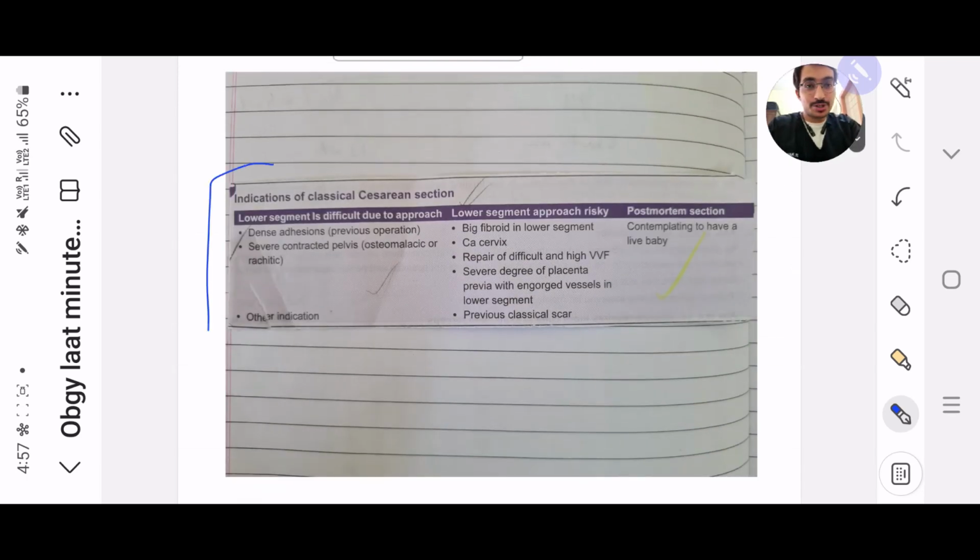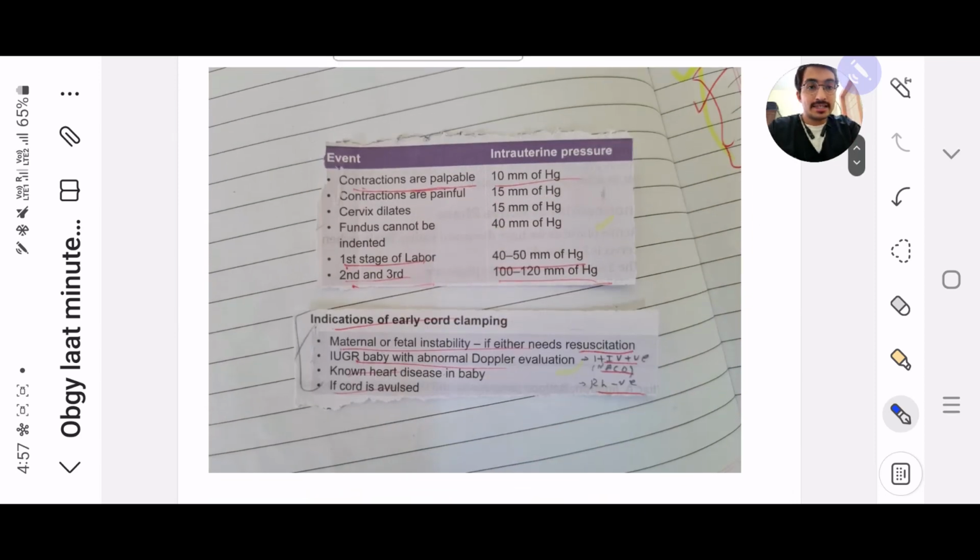Okay, so the first thing I want you to take a screenshot of is the indications of classic Cesarean section. This is often asked, you have to remember this. Take a screenshot guys. Next, the intrauterine pressure in each and every event: if the contractions are palpable, what's the pressure? Contractions are painful, what's the pressure? First stage, second stage. And this is the second thing, indications of early cord clamping.